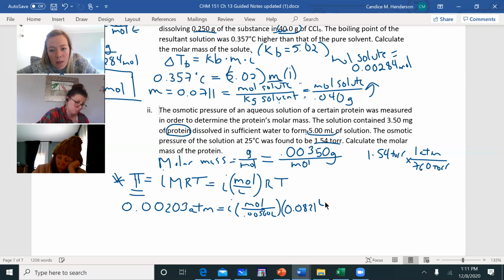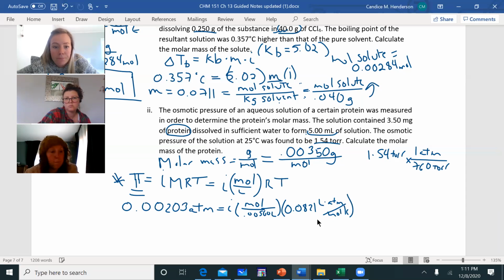And then liters, atm, mole, Kelvin. I have then my temperature. Now, because R is in Kelvin, my temperature is also going to need to be in Kelvin. So we're going to take that 25 and add it to 273 to get 298 Kelvin.